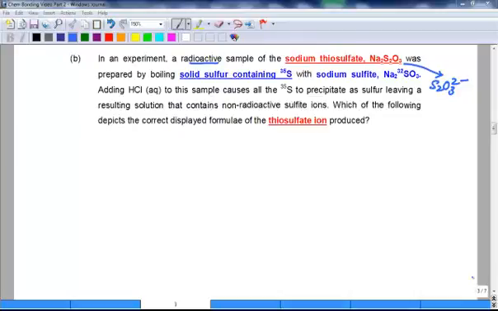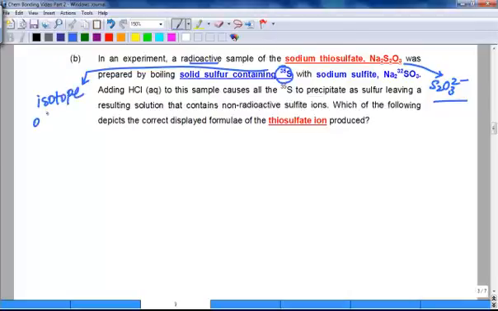Okay, so for this question 15, they mentioned that a radioactive sample of the sodium thiosulfate, which of course gives our S2O3 2-, is prepared by boiling solid sulfur containing sulfur with 35 mass number. Of course, if you compare it to the periodic table, sulfur is 32. So it just means that this 35 sulfur is just an isotope of 32 sulfur.